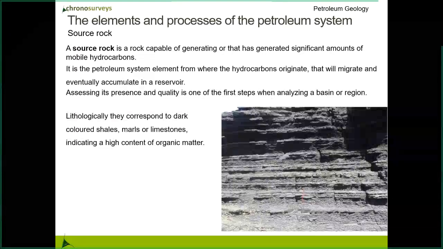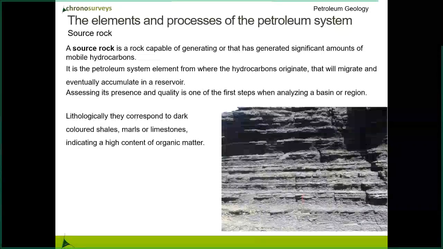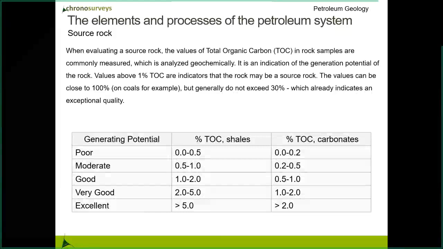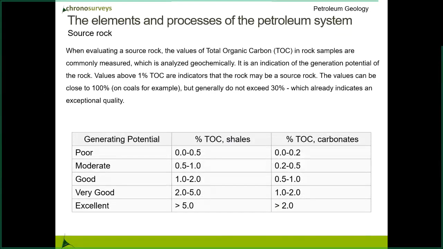So assessing the presence and the quality of a source rock is one of the first steps when you're evaluating a basin in terms of petroleum geology, and specifically for its petroleum systems. Lithologically, they will usually, and in most instances, correspond to dark shales, marls, or limestones, and that's an indication of high content of organic matter. Indeed, one of the basic ways to evaluate a source rock is to calculate or to measure the total organic carbon content.